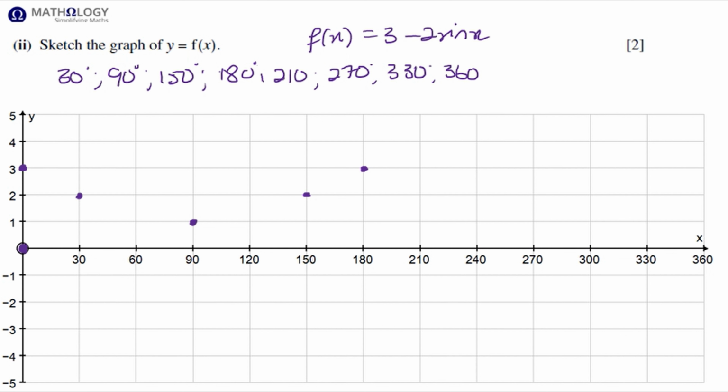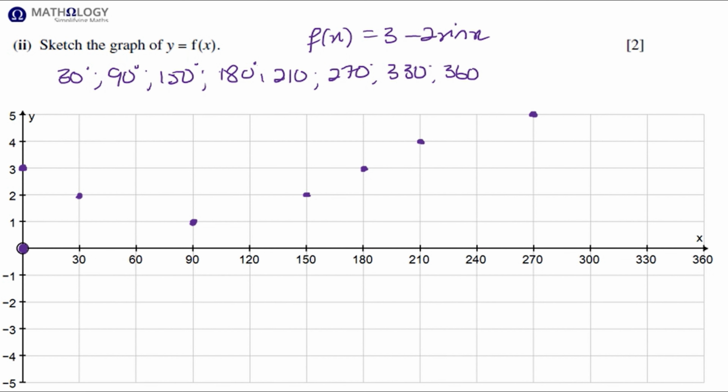210, sine 210 is minus sine 30, which is minus a half. Minus a half times minus 2 is plus 1. 3 plus 1 is 4. So when x equals 210, y will be 4. Sine 240 won't work. That's minus sine 60, which is an irrational number. Sine 270 is minus 1. Minus 1 times minus 2 is 2, plus 3 is 5. So at 270, we have a y value of 5.